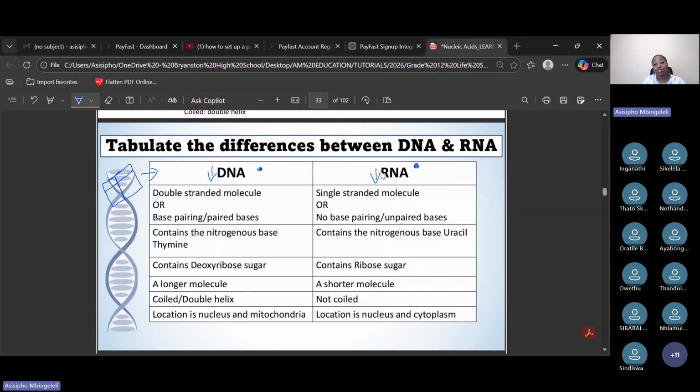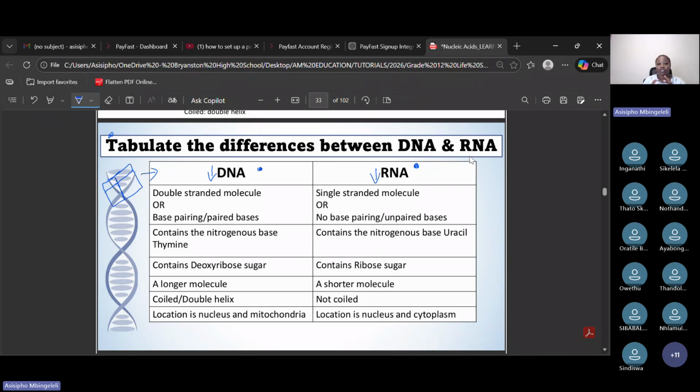Your table needs to have a heading. So if you look at our notes, we do have something that says tabulate differences between DNA and RNA. That is not the heading of the table. The heading of the table will say a table. You are telling us this is a table showing us differences between DNA and RNA. Fun fact, by writing a heading and drawing a table before you even give an answer, it gives you 1 mark. By just writing a heading of the table and writing the table lines.